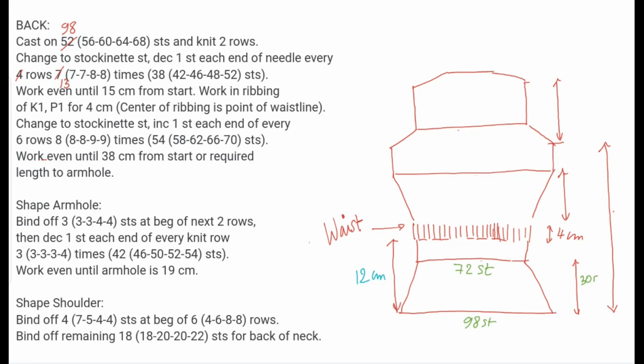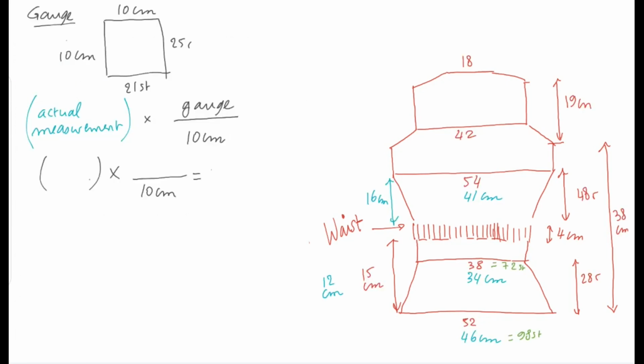And this will leave us with 72 stitches. Now we're at the waist. We want to work even until we are 12 centimeters from the start, and we're going to do our 1x1 ribbing. We'll keep that at 4 centimeters. If you're really tall, you might want to increase it, but I think 4 centimeters is good for most anyone. All right, we're already at the waist.